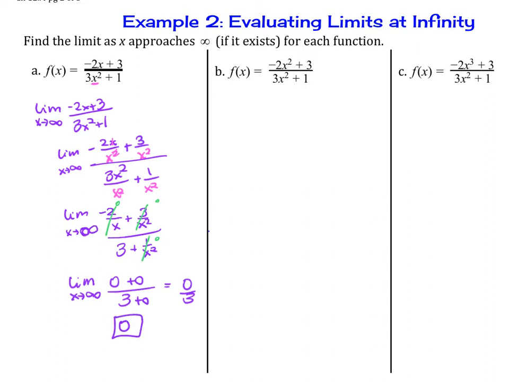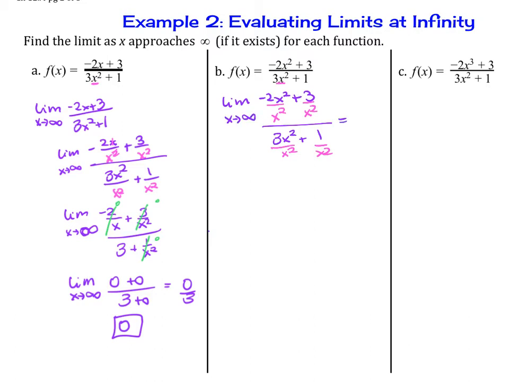So letter B, we have f of x equals negative 2x squared plus 3 over 3x squared plus 1. Same thing, limit of negative 2x squared plus 3. This is our highest degree here, so we divide by x squared. Very similar to the last problem, but let's see what happens.